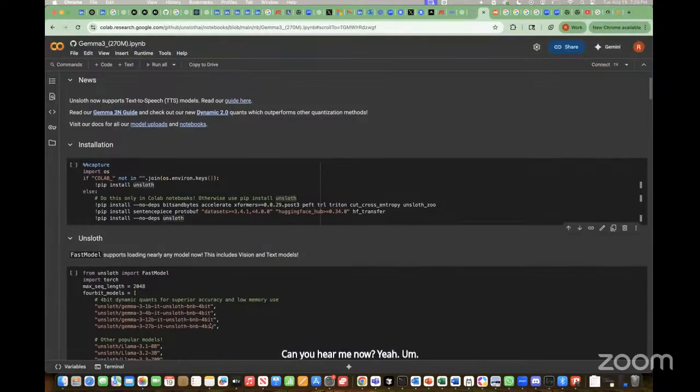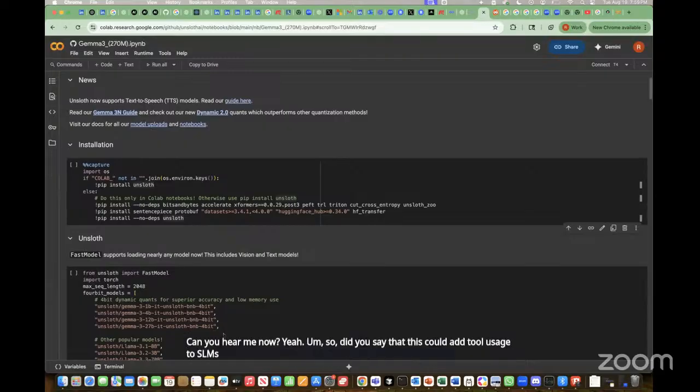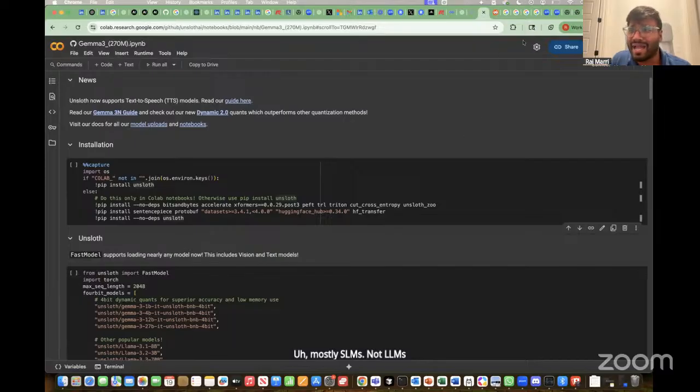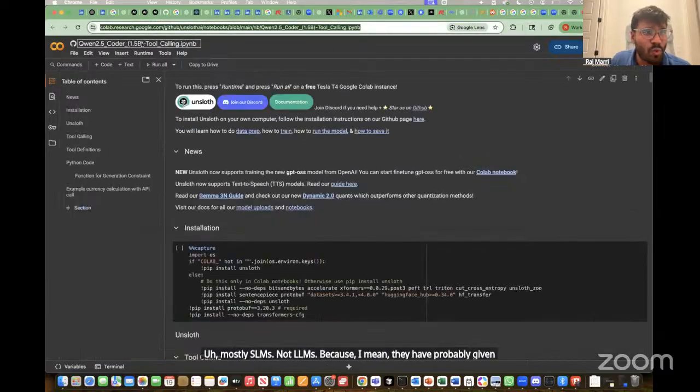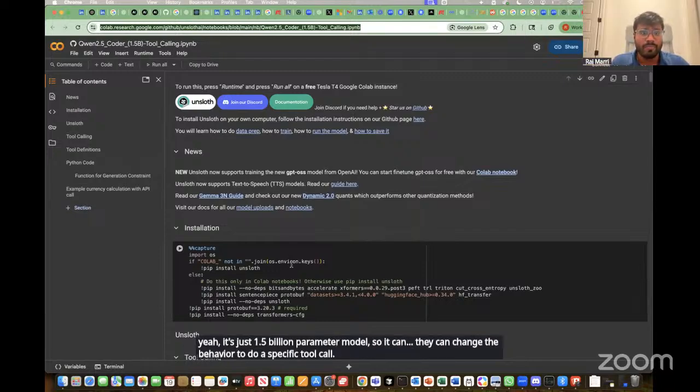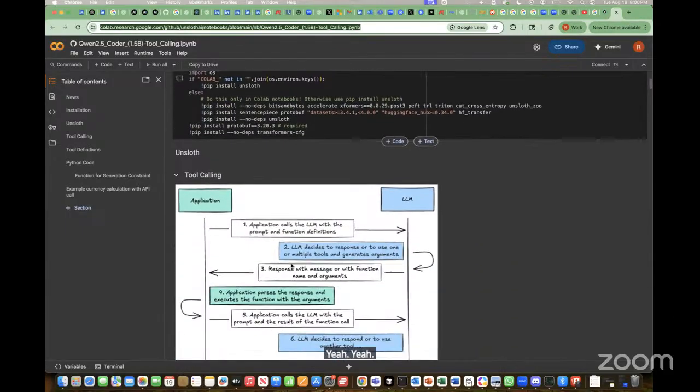So did you say that this could add tool usage to SLMs and LLMs? Mostly SLMs, not LLMs, because they have probably given this for just a 1.5 billion parameter model. So they can change the behavior to do a specific tool call. Okay, thank you.